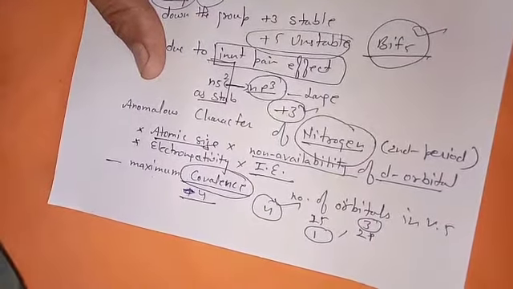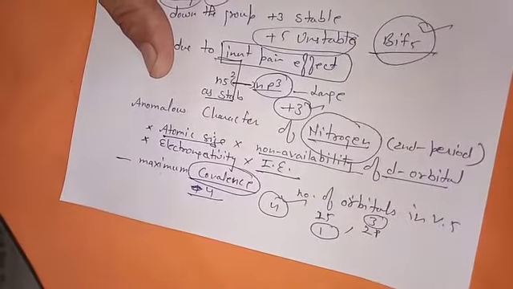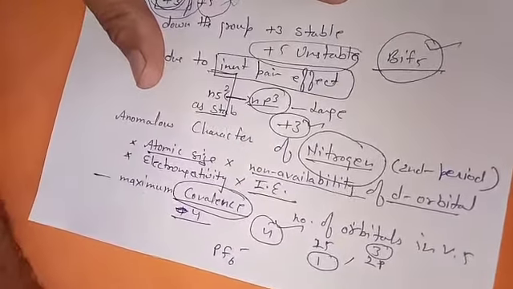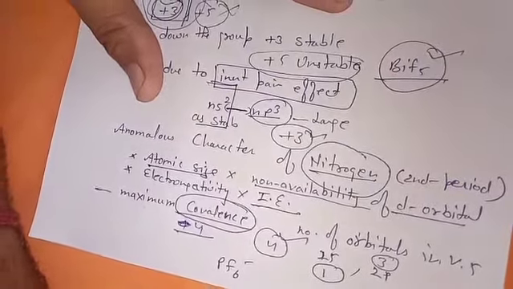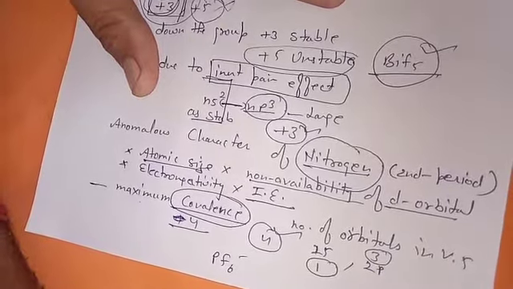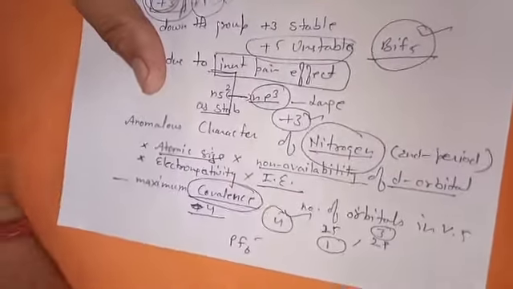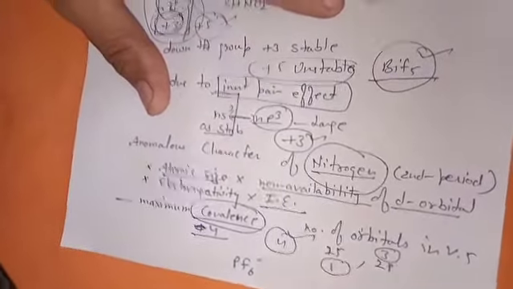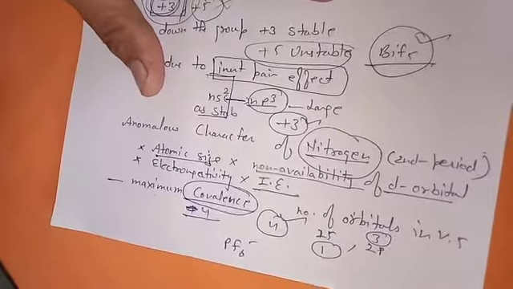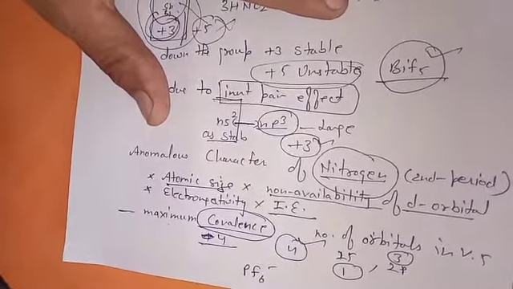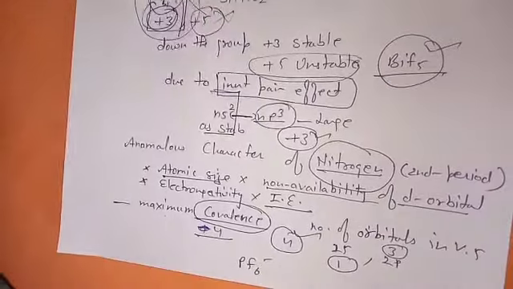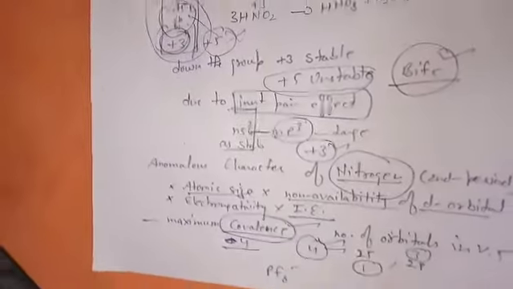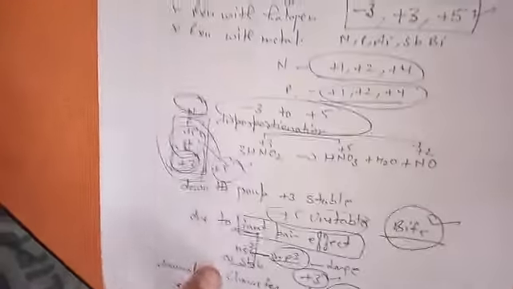But the rest of the elements can expand their octet, like phosphorus, particularly showing PF6, which means its hybridization has increased to sp3d2. It can use the empty d orbitals to expand its covalence and bonding, but that is not the case for nitrogen because it does not have d orbitals. So that's why nitrogen's maximum covalence is 4, while the rest can expand their covalence because of the availability of d orbitals.